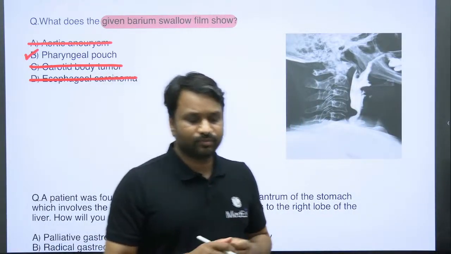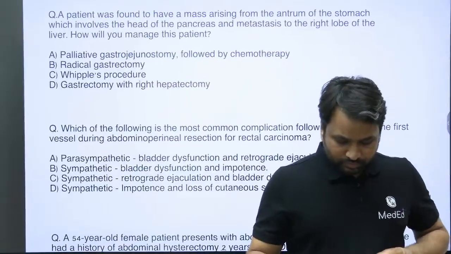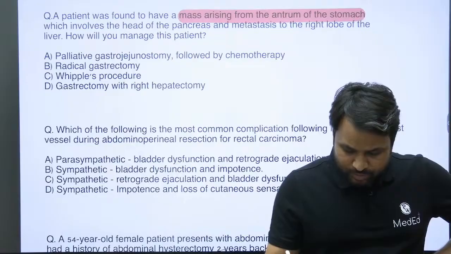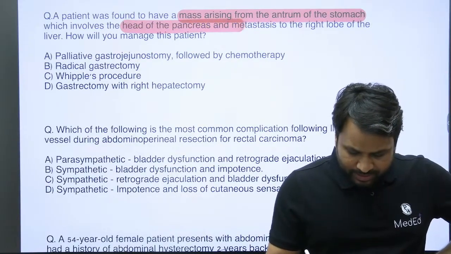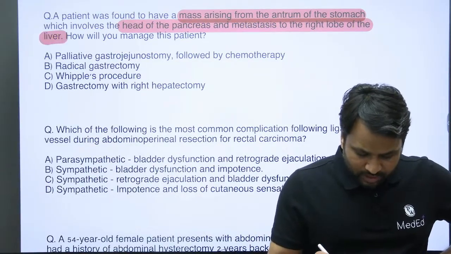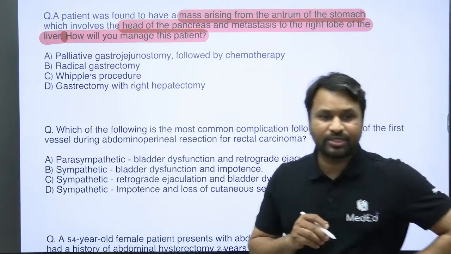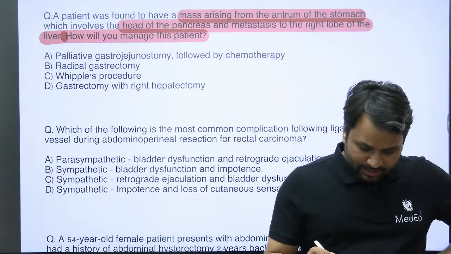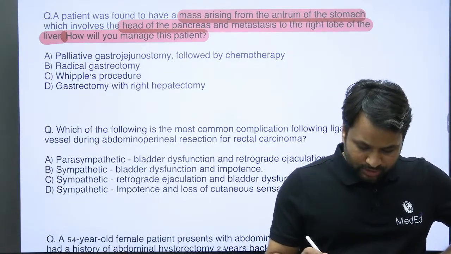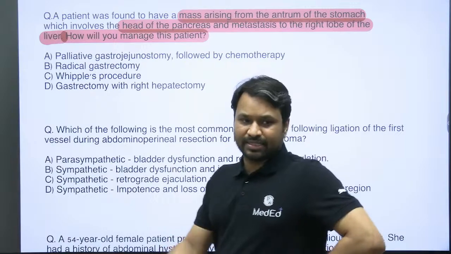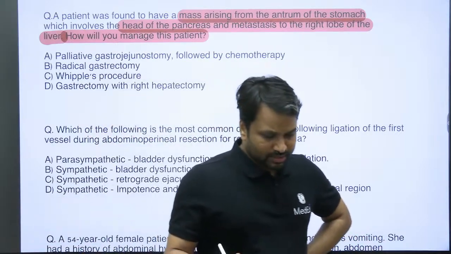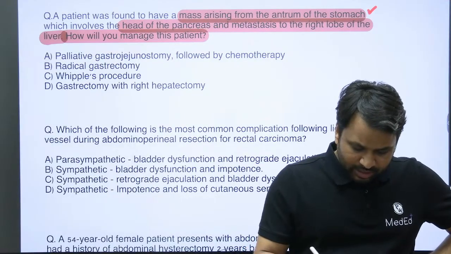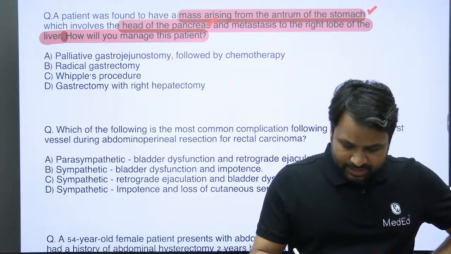Okay. A patient was found to have a mass arising from the antrum of the stomach, which involves the head of the pancreas and has metastasized to the right lobe of the liver. How will you manage this patient? It is basically a periampullary carcinoma. Now he is already having a liver metastasis, so it is becoming a metastatic tumor.